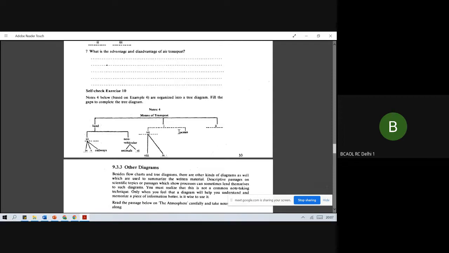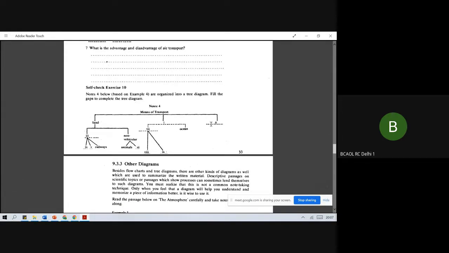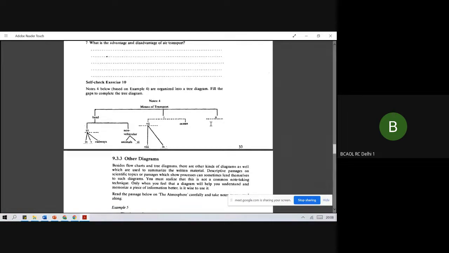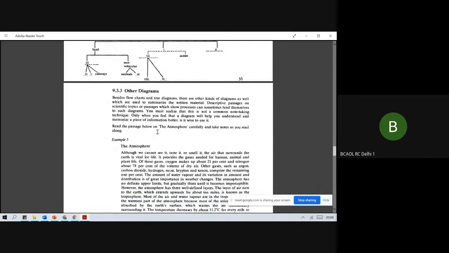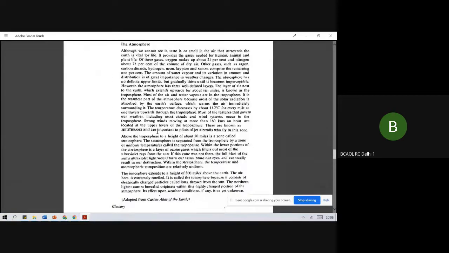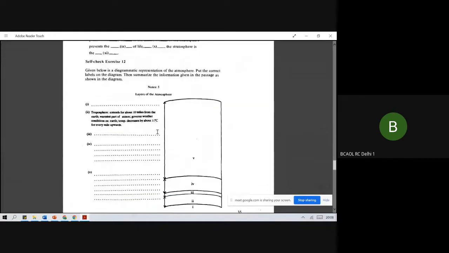And the types of water transport, like this type of transport. And another is space transport, like air transport. What are the means of air transport? That is about the diagram, like a tree diagram. There can be other types of diagram also.